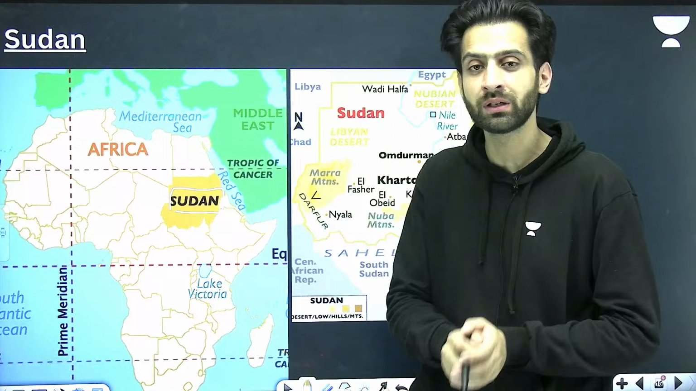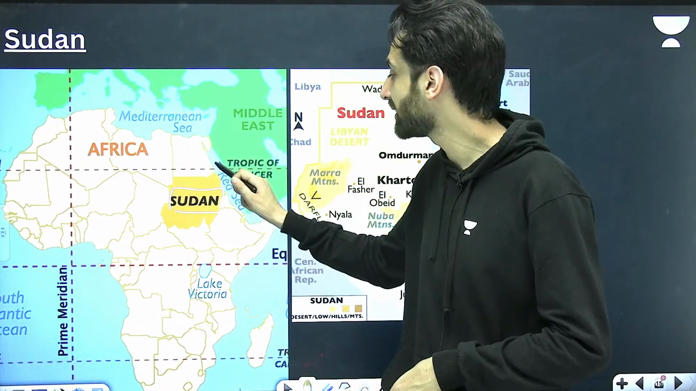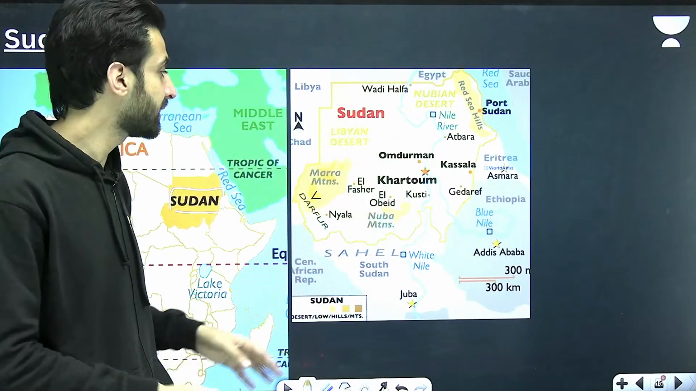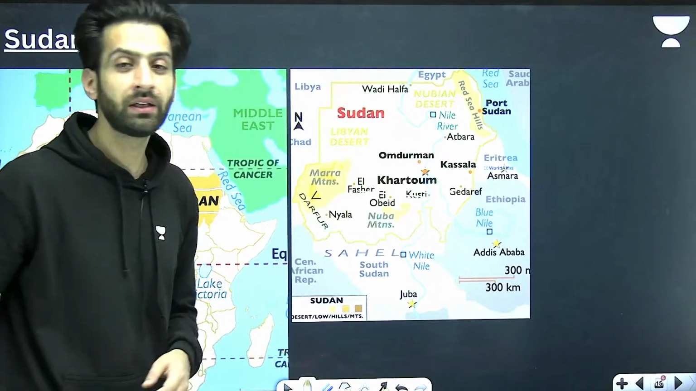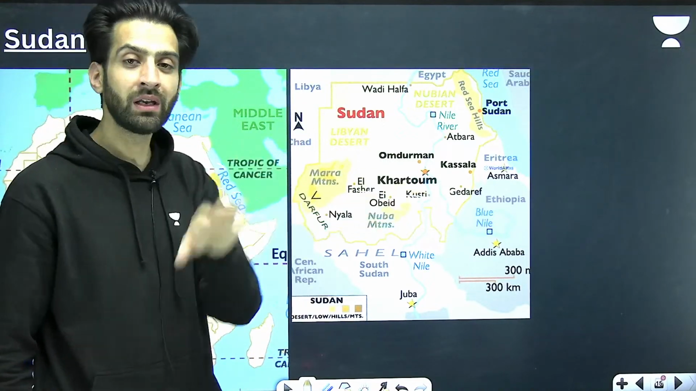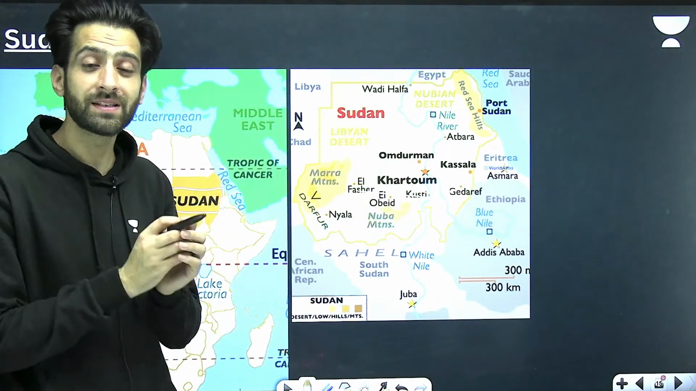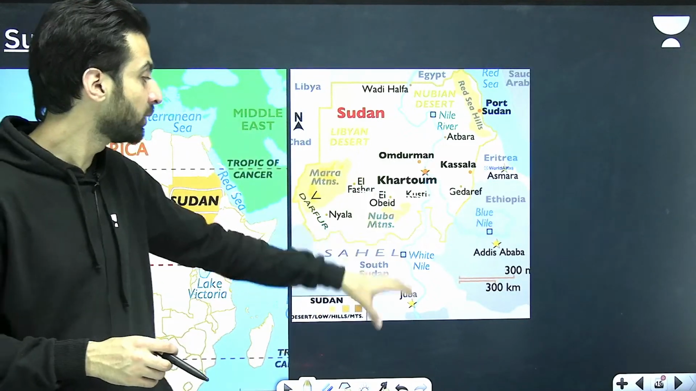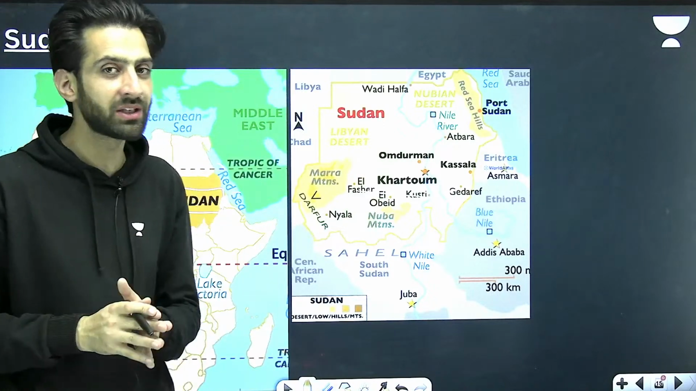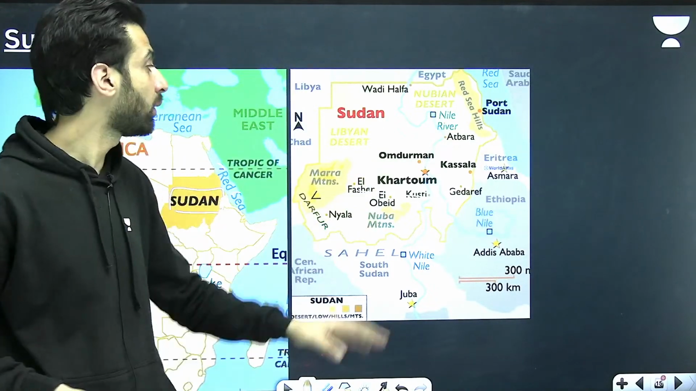But is it touching any water body? Yes, it is touching the Red Sea here. So Sudan is touching the Red Sea, and the capital of Sudan is Khartoum. Khartoum is very important when we go into physical geography, the physical mapping, because this is a place where the Blue Nile and the White Nile meet each other.